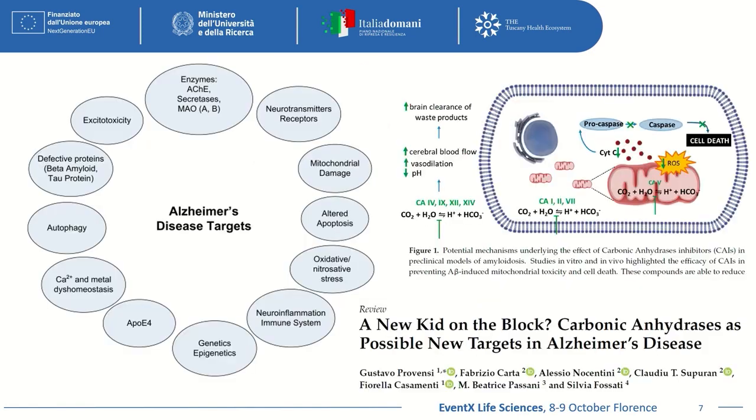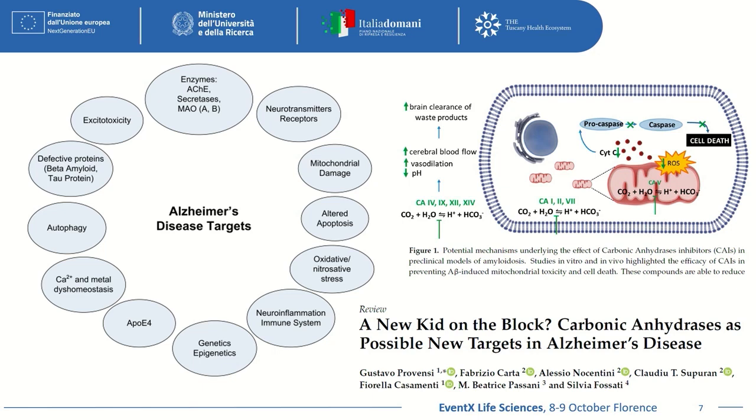And obviously, being such a terrible disease with few therapeutic options, there are many drug targets which have been proposed over the years. They include some enzymes like the cholinesterases, the monoamine oxidases, some neurotransmitter receptors, and the mitochondrial damage, and so on and so forth. You see quite a lot of them, but none of them, unfortunately, works well for the moment.